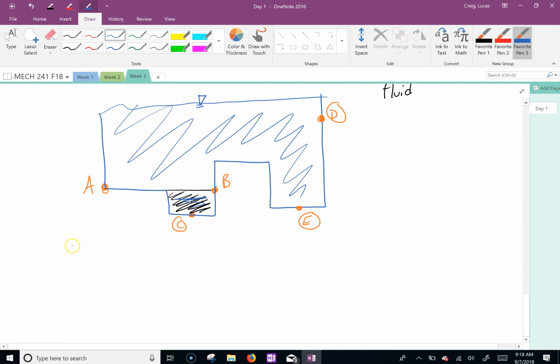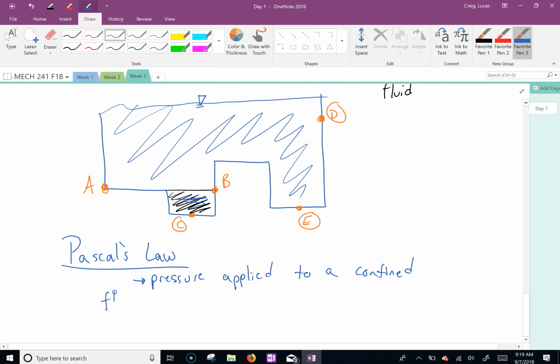Let's talk about Pascal's law. Yep. So he was saying, if you wanted to find the pressure at C, it's atmospheric pressure at the top, plus rho g h of the water, plus rho g h of whatever that black fluid is.